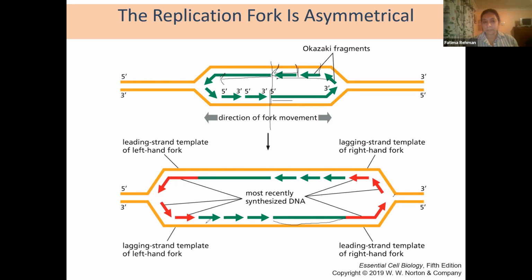Okay. Basically, just look for the 3' end. Whichever side of the replication fork is the 3' end, that's where all the lagging strands are going to be. That's where Okazaki fragments are going to be. Okay.